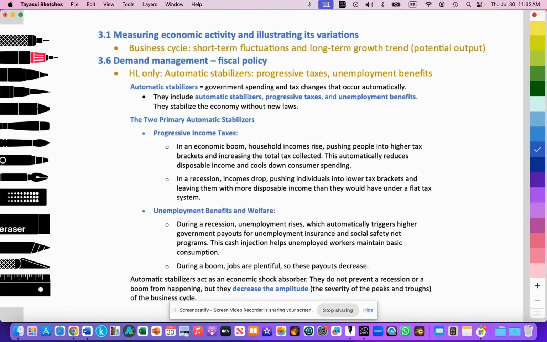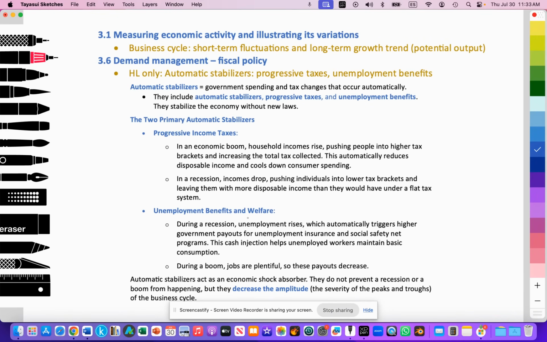In a recession, the opposite is the case. GDP is falling, per capita income is falling, household income is falling. So that might push households and individuals into lower tax brackets where they're able to keep more of their disposable income, enabling them to continue to spend on necessities, perhaps a couple of luxuries, to maintain consumption spending during a recession. So that prevents the recession from going very deep, with households able to maintain a certain degree of income.